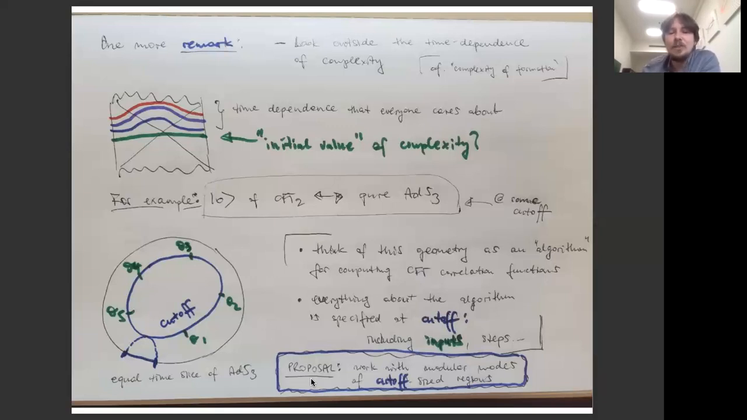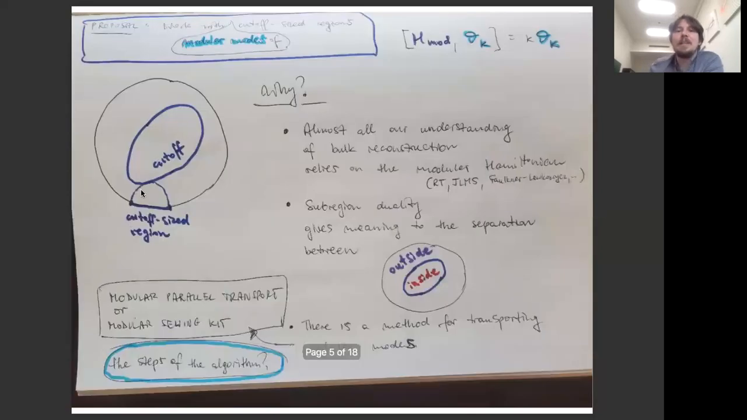The proposal is to construct an algorithm which works primarily with modular modes of cutoff-sized regions, such as this cutoff-sized region on the boundary that I have highlighted here. So why would I want to make this proposal? The proposal is to work with modular modes of cutoff-sized regions, and why? By the way, modular modes are modes that are eigenvectors under the adjoint action of the modular Hamiltonian, like in this equation.